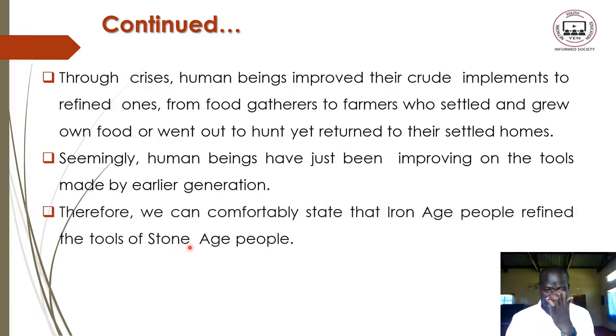Therefore, we can state comfortably that Iron Age people refined the tools of Stone Age people. So when we talk of Iron Age now, we will be talking of the people who just improved the tools that were already started by the Stone Age people. So things did not start with the Iron Age, but ideas started with the Stone Age, who at least wanted to have things to use so that they improve their lives.